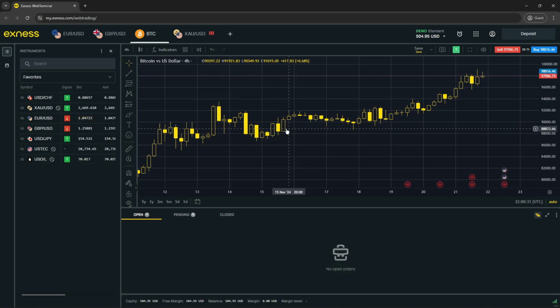If you feel the market is going up, you click on buy. If you feel the market is going down, you click on sell. And don't forget to set your stop loss. Don't forget to set your take profits. So basically, this is just what trading is. This is what forex trading is.